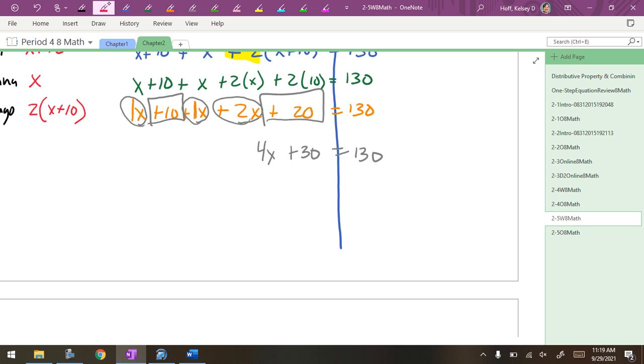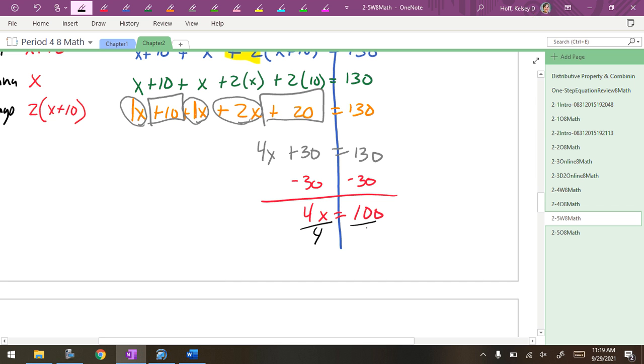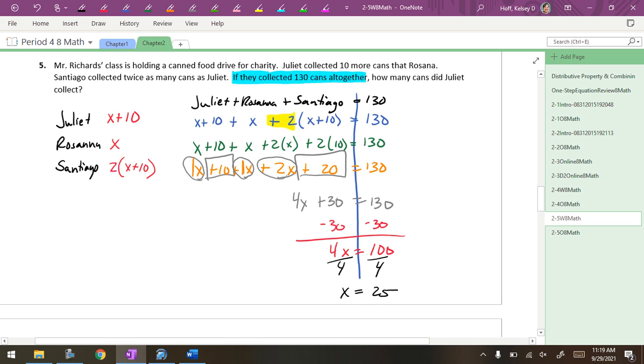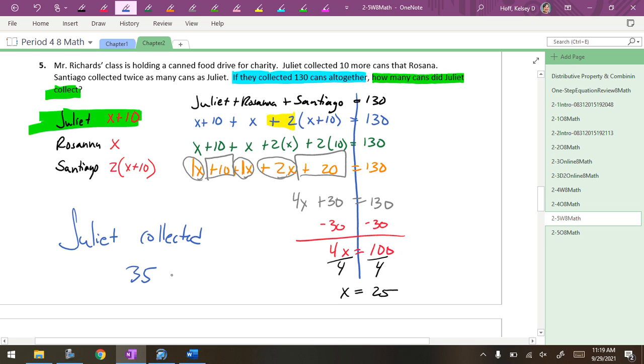Then minus 30. 4x equals 100. And last but not least, divide by 4. X equals 25. Now, don't circle that. In our problem, what did X stand for? Rosanna. Go back. What did they ask us? How many cans did Juliet collect? So we have to go back. We wrote Juliet over here as X plus 10. So Juliet collected 35 cans.